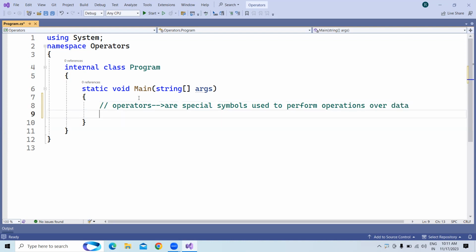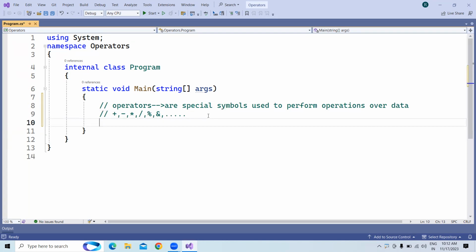Right. We have different symbols, like plus is a symbol, minus is a symbol, star is a symbol, slash is also a symbol, and modulus, the percentage sign, is also a symbol. All these are called operators. An operator is a symbol which is used to perform some kind of operation over data.